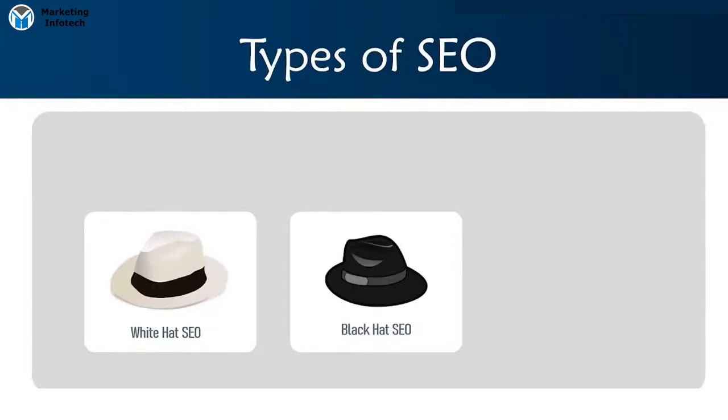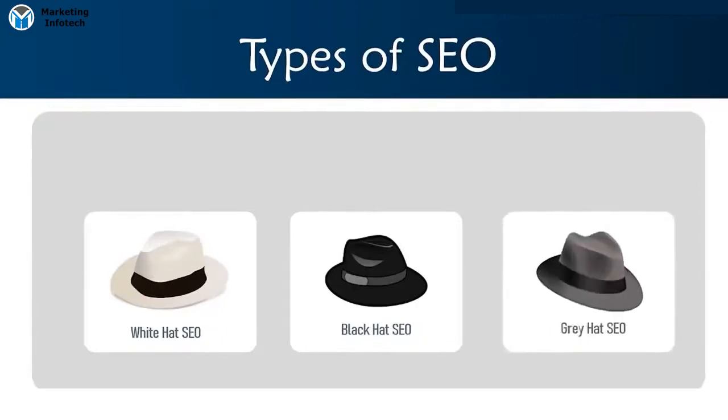The next one on the list is gray hat SEO. Gray hat SEO is neither black nor white, but rather combines both. It is a transformation from black hat SEO to white hat and vice versa. So this was a brief introduction to what SEO optimization is.